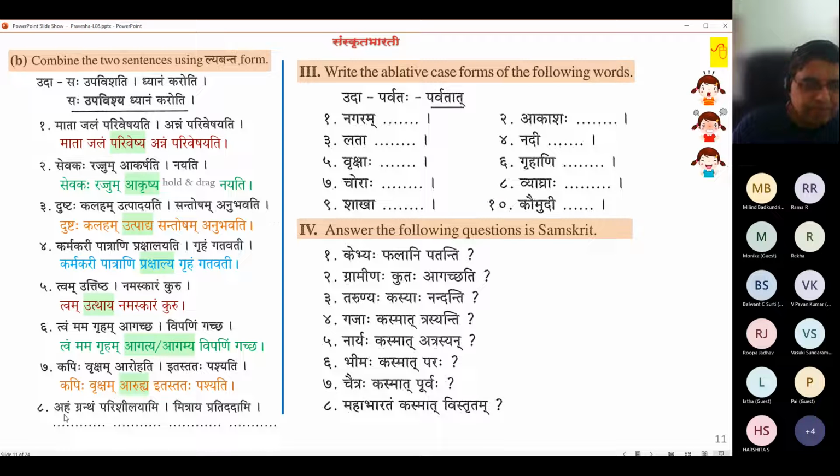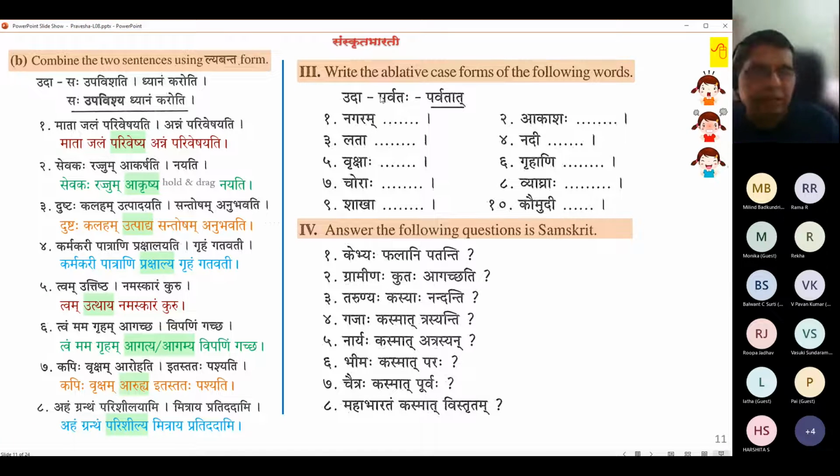Aham grantham parishilayami mitraya pratidadami. Parishilya. Hrusva dirgha. Parishilya mitraya pratidadami. I will check the book and then give it back to the friend. See, prati dadami has the sense of return. Okay, so give it back to the friend. Okay, well done. Parishilya. All right, so we did that all correct.